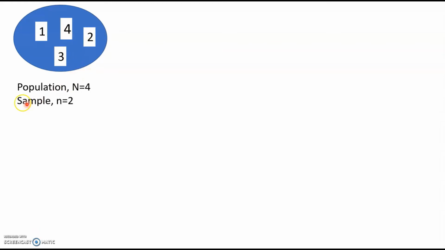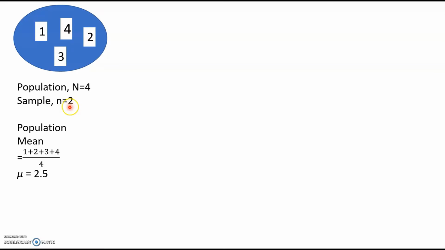So our population size right now is N equal to 4. Let's say that we're going to draw two samples from this population. So our small n, which is the size of the sample, is 2.